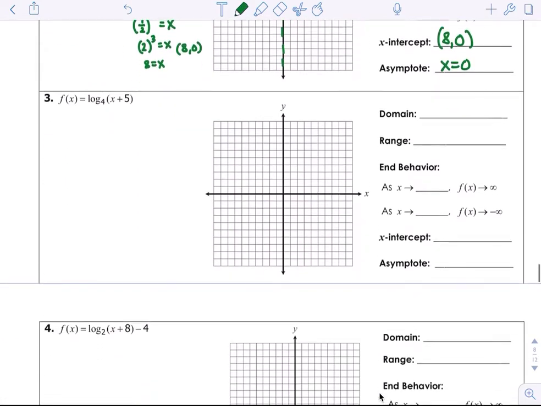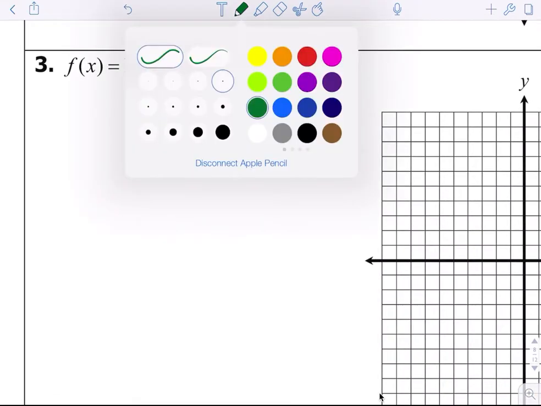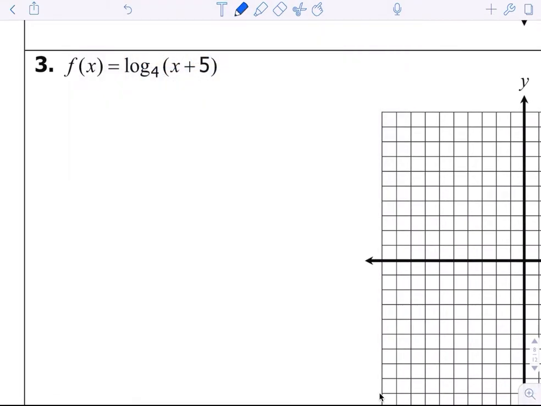All right, number 3. Let's set this up again. Remember from your parent function, it's always 1 comma 0 and b comma 1. We're going to disregard the transformation for now. From this parent function, your b value is the 4. So 1 comma 0 and 4 comma 1. That's strictly from just the original function.